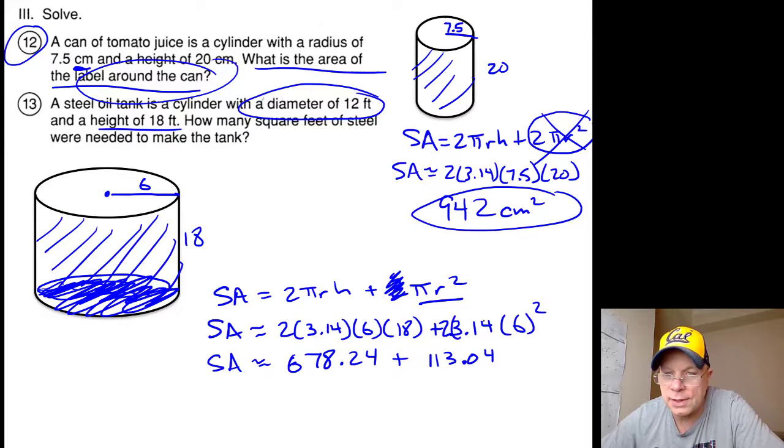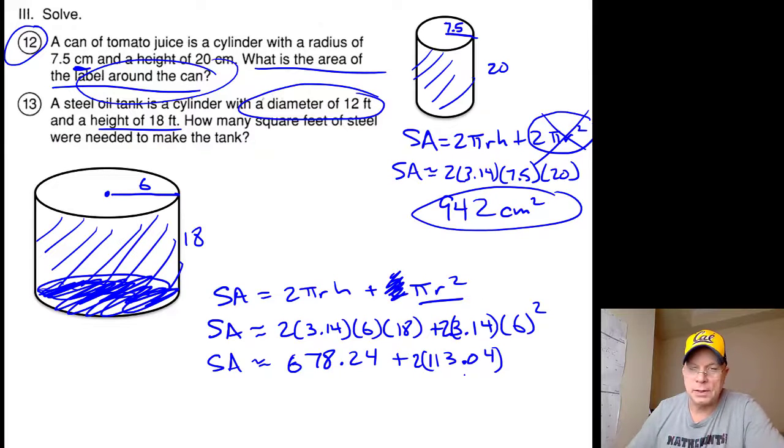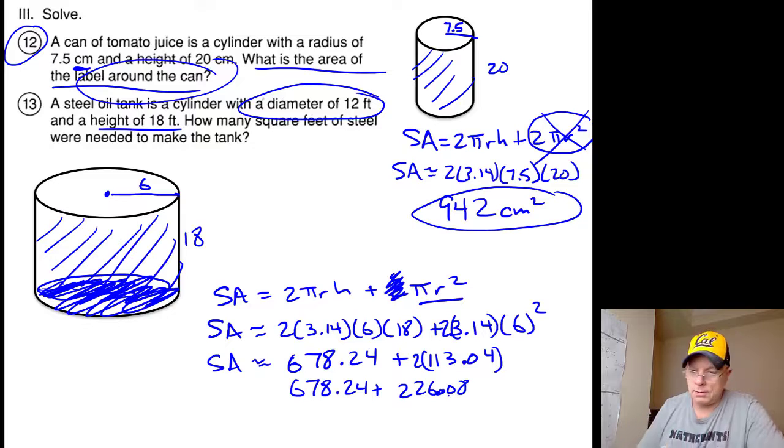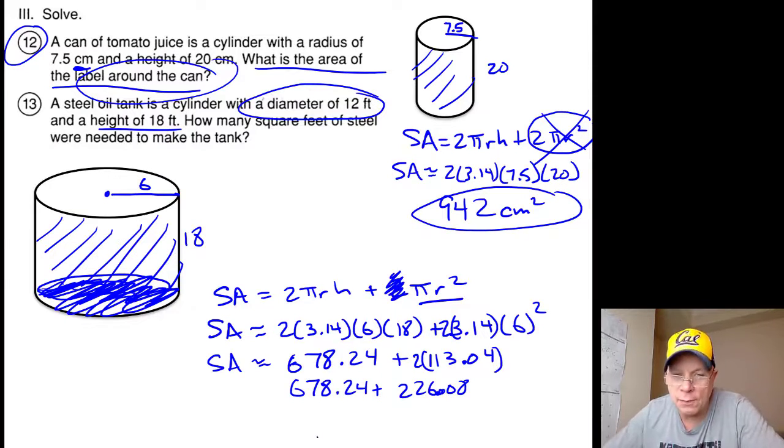And so there should be a 2 here. So 2 of these will be 226.08. 678.24 was still the lateral area. When I add those, slow down. When I add those 678 and 24 hundredths plus 226 and 8 hundredths, I get 904 and 32 hundredths feet squared.